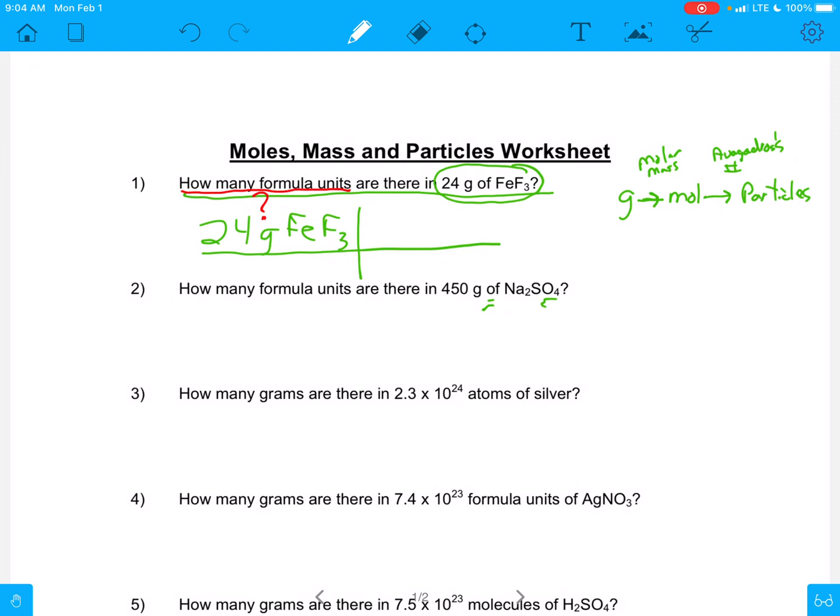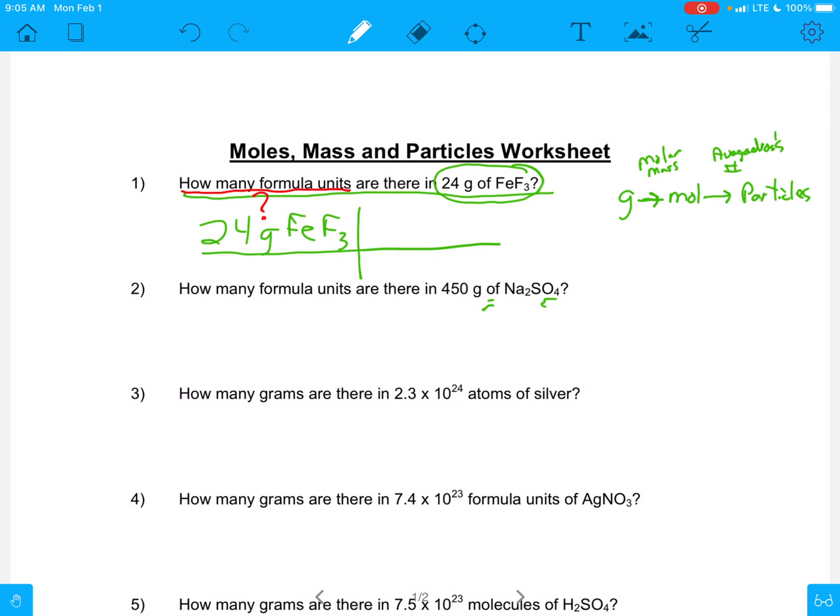The molar mass of FeF3, well, let's see. Let me pull up a periodic table real fast. I don't have my periodic table up yet. So let's go to ptable.com. There we go. I don't have a periodic table with me here, so instead I'm going to have to just do it on the fly. There we go, ptable.com, pull it up.